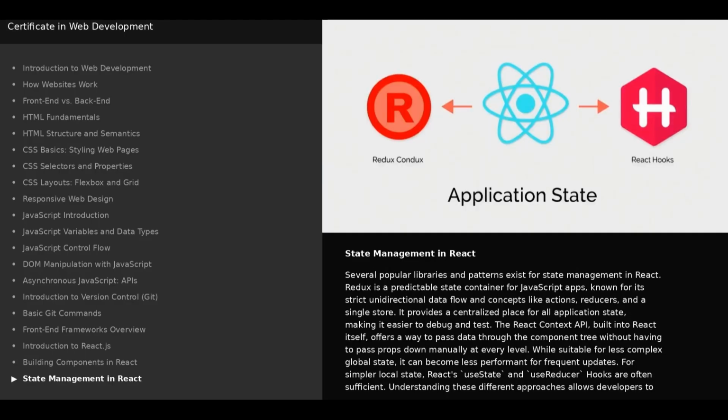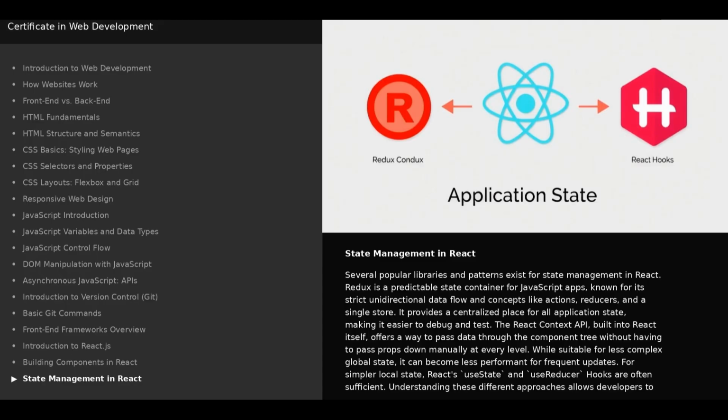Several popular libraries and patterns exist for state management in React. Redux is a predictable state container for JavaScript apps, known for its strict unidirectional data flow and concepts like actions, reducers, and a single store. It provides a centralized place for all application state, making it easier to debug and test.